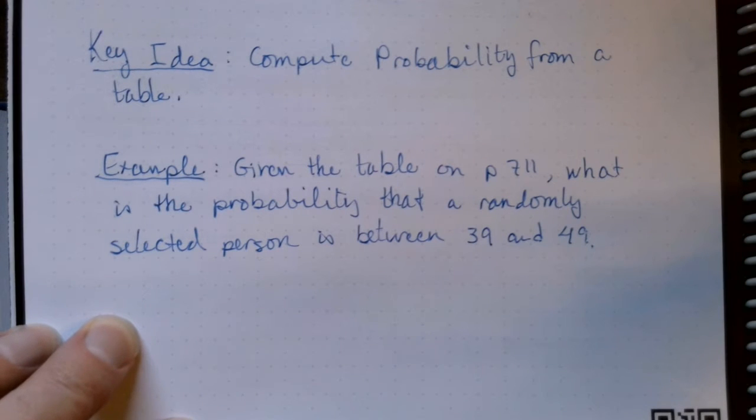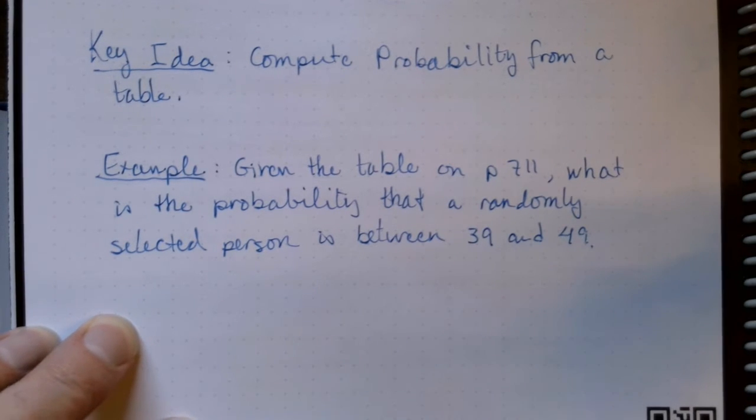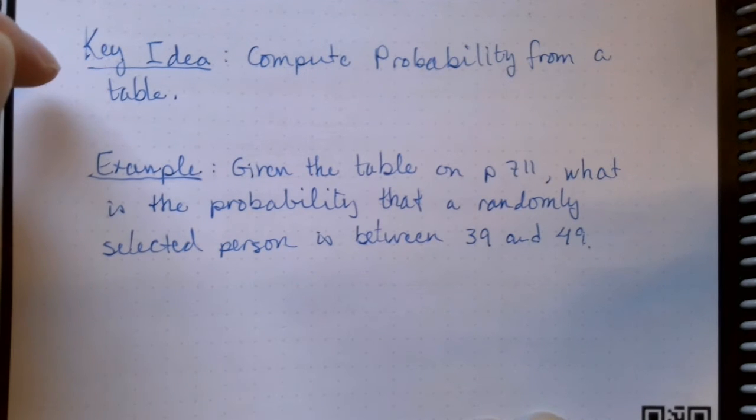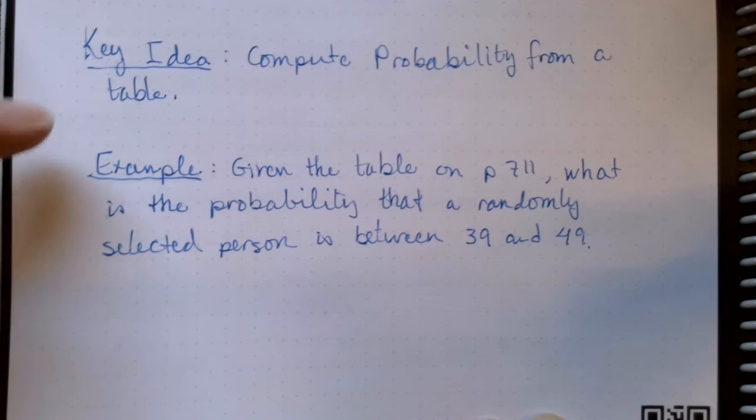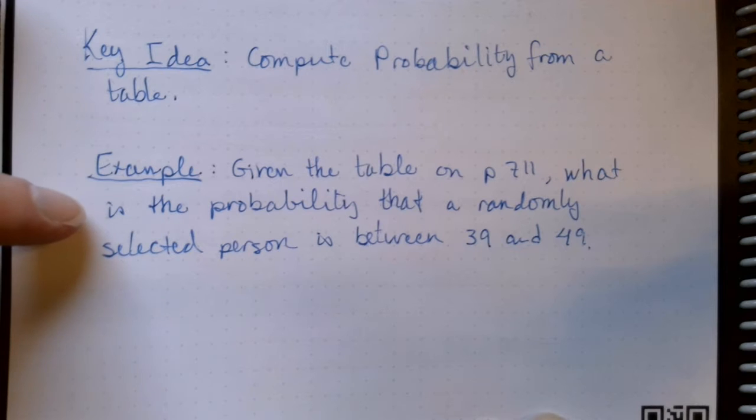So we are going to look at what's called empirical probability. In other words, situations where you've collected some data and you want to make calculations based on that data. Let's go to the document camera and look at an example. Alright, so the key idea from this video, the thing I want you to take away, is to be able to compute probability from a table. And I'm going to take an example out of our textbook here.